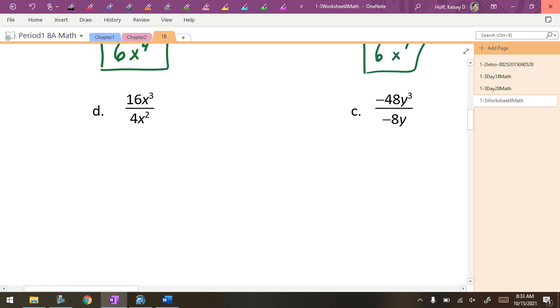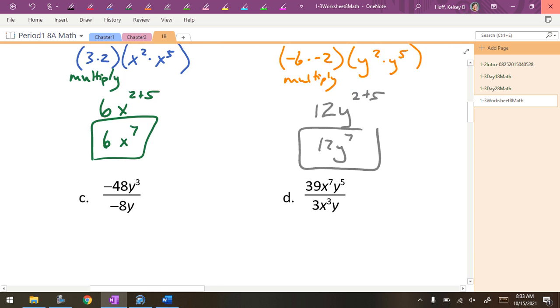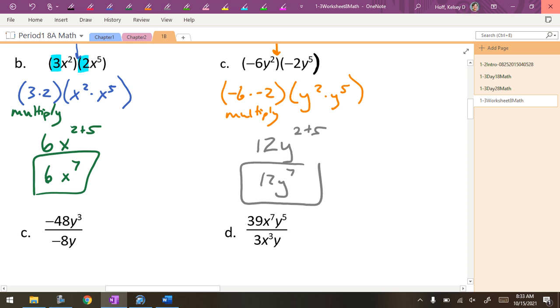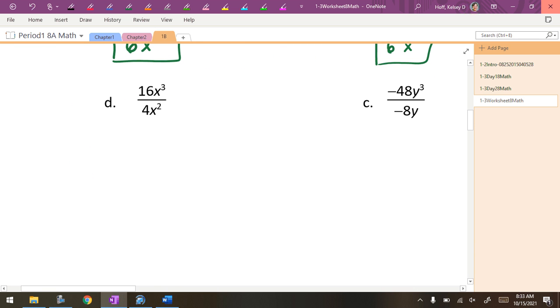Now, on problem D, am I multiplying or am I dividing on problem D? How do you know, Tone, that you're dividing? What indicates on your paper that you're dividing? Very, very good. That fraction bar between those two, that's excellent. That's what I was looking for. So that fraction bar tells you that you're dividing, okay? So right here tells me I'm dividing. Same rules. Split up your fraction. We're going to put our coefficients, 16 and 4, in their own fraction. X cubed and x squared in their own fraction.